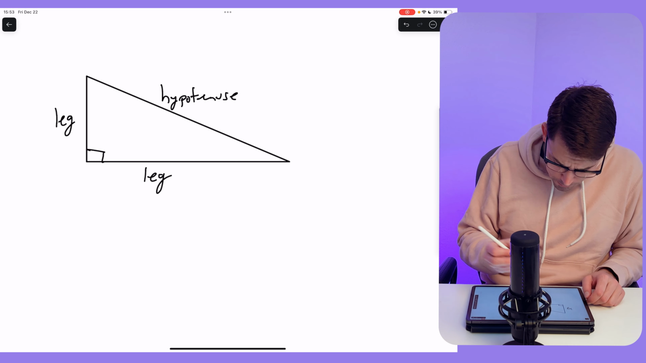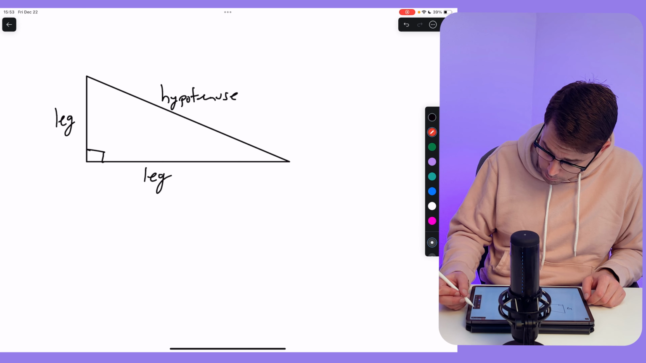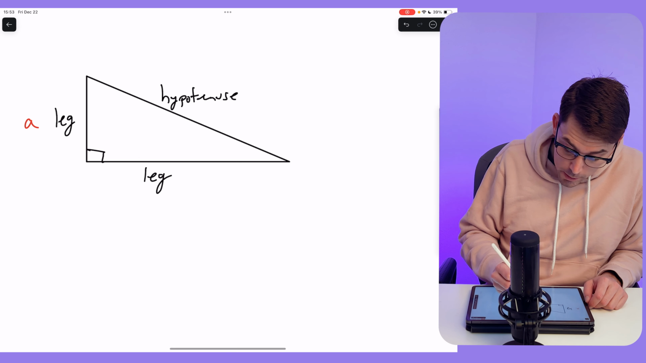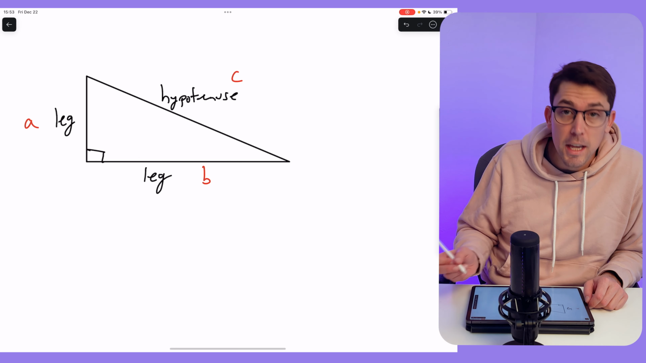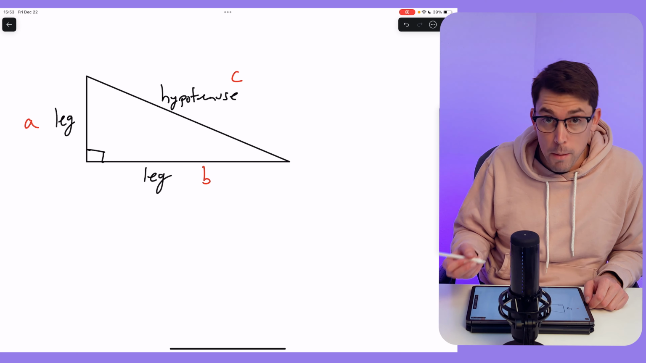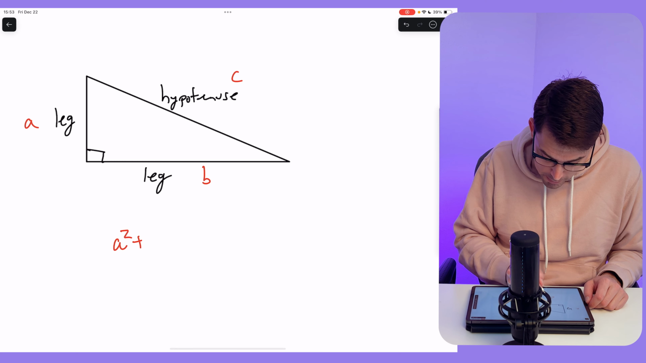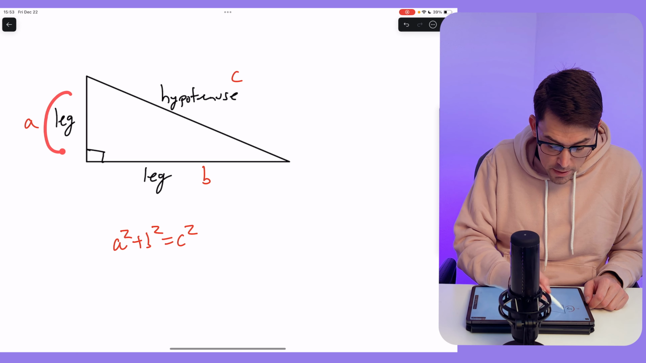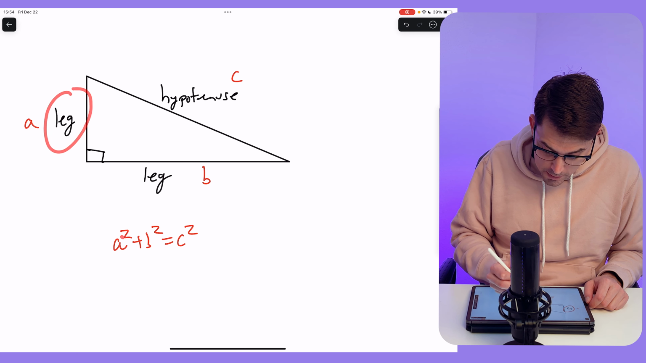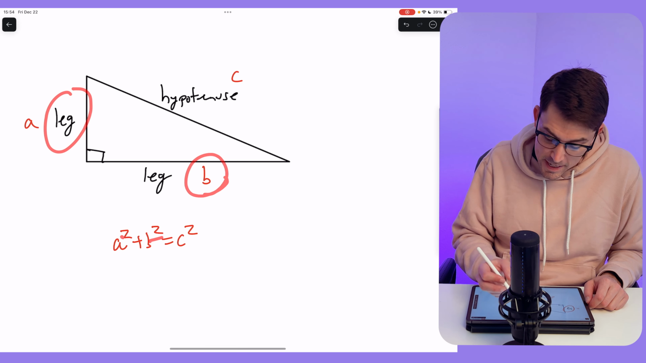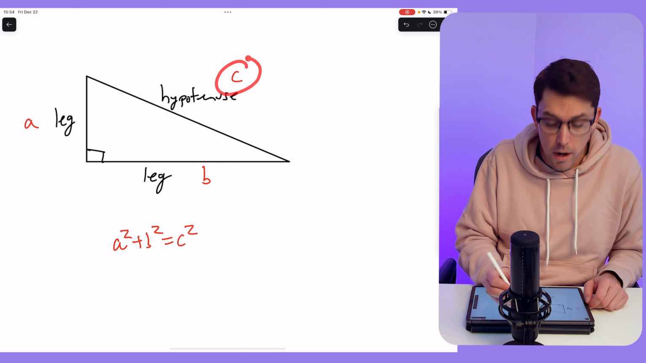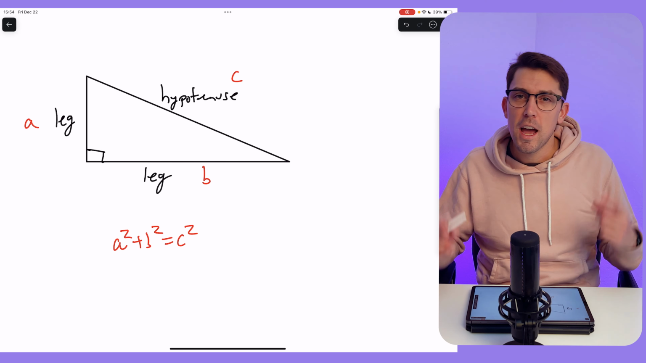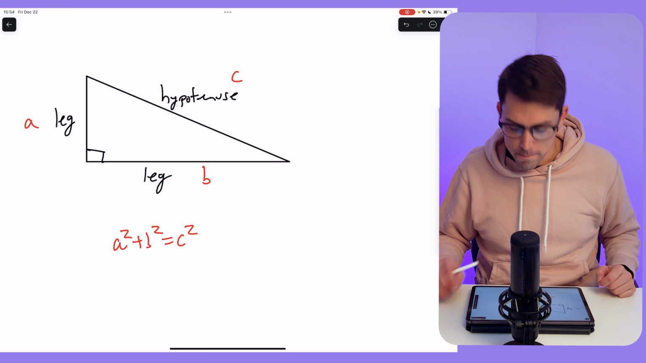And if you remember, perhaps from previous classes or your curriculum, typically this will be called A, this will be called B, this will be called C. Why do I mention that? Because A squared plus B squared equals C squared, meaning that the value of this length squared, plus the value of this length squared, is equal to the value of this length squared. So hopefully that's a little bit of a refresher. Let's take a look at our first word problem.